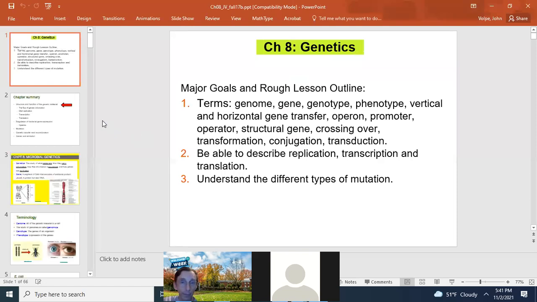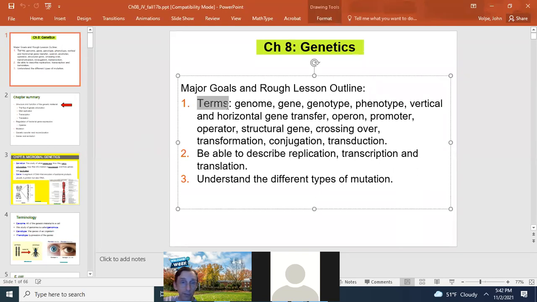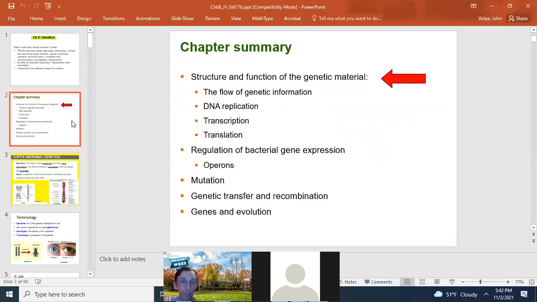As always, I give you a first slide, which gives you the major goals and the rough lesson outline. Always know the terms. We'll talk about each of these and be able to describe replication, transcription, and translation. Also understand the different types of mutation. Any question about what we're doing?